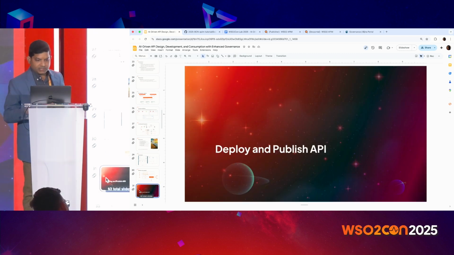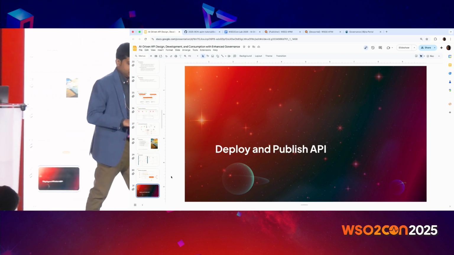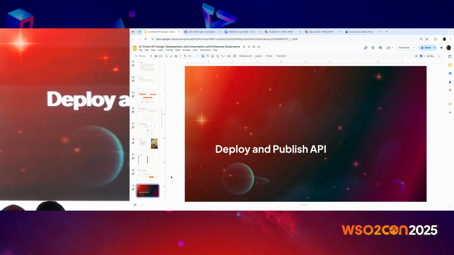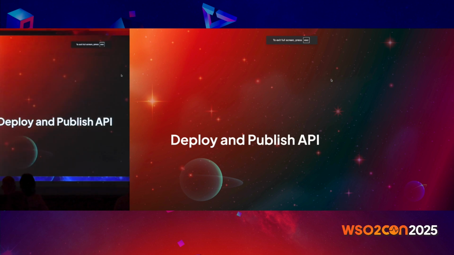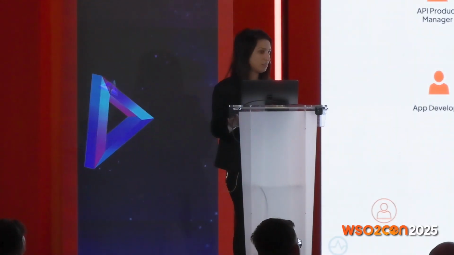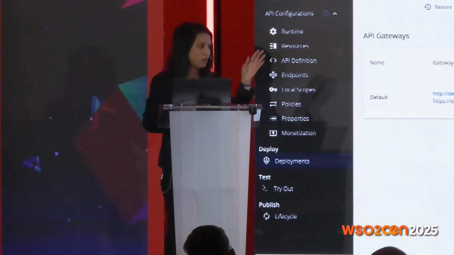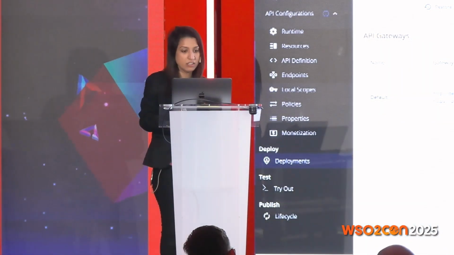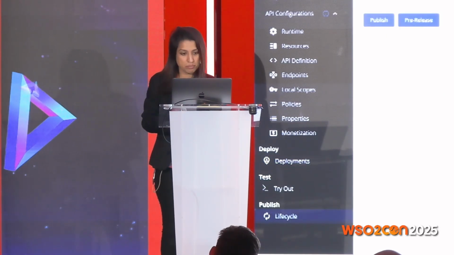So I think we'll go into the deploy and publish. I'll hand over to Natasha. Now we will deploy and publish the API. This is the standard process that we already have. As you saw, Pubudu already deployed the API after checking for the compliancy of the API. So now I will just publish the same API into the developer portal.